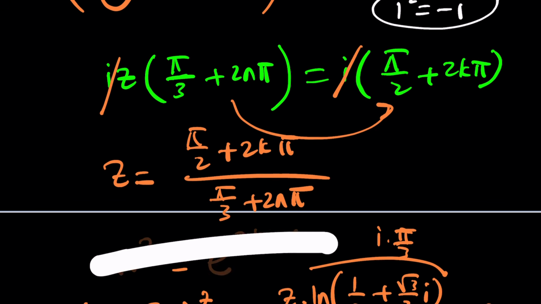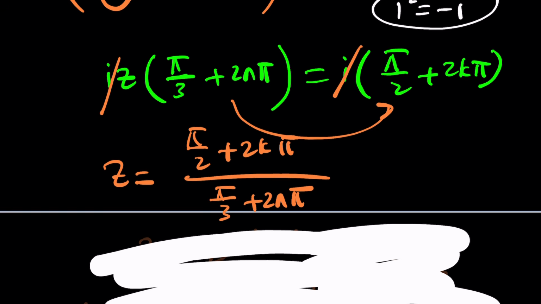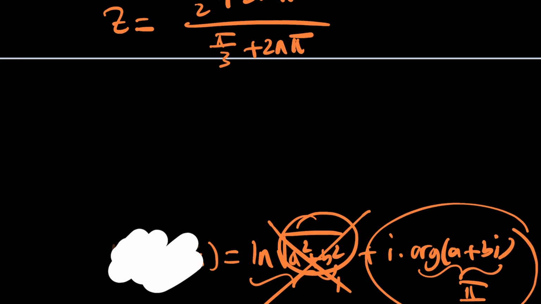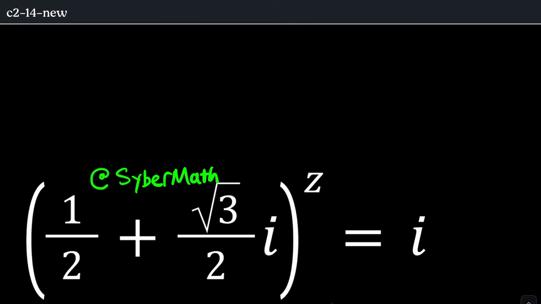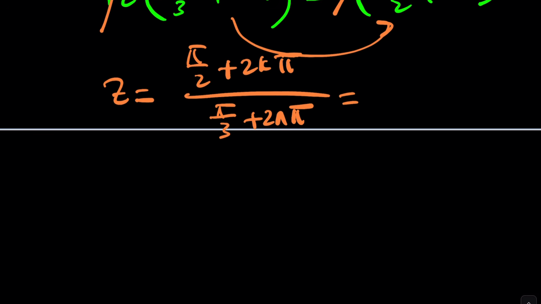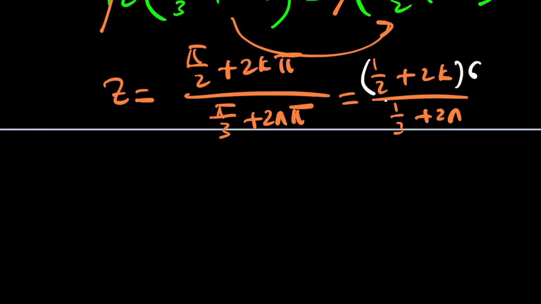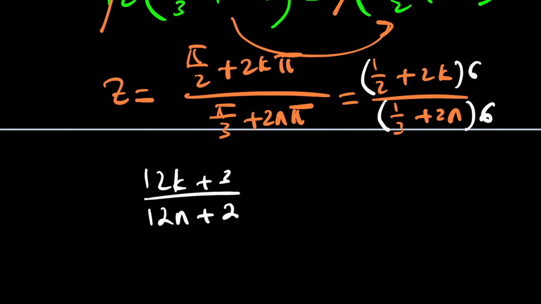Something interesting is going to happen here, by the way. Let me go ahead and clean this area so I can show you. What we can do is we can actually simplify this because we have pi as a common factor, don't we? So let's go ahead and factor out the pi's first, or divide everything by pi. Pi cancels out, and you end up with 1/2 plus 2k divided by 1/3 plus 2n. Wait a minute, does that make sense at all? Okay, let's go ahead and multiply the top and the bottom by 6, which is the least common multiple. Distribute that, you're going to get 12k plus 3 divided by 12n plus 2. And that should be the value of z, where k and n are integers, right?